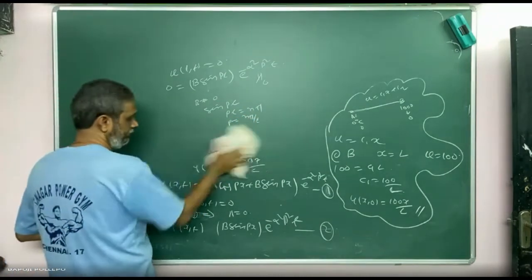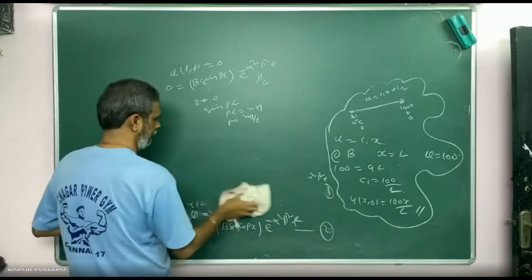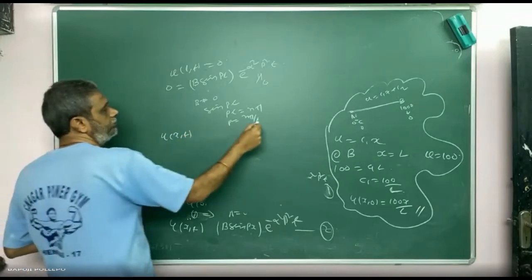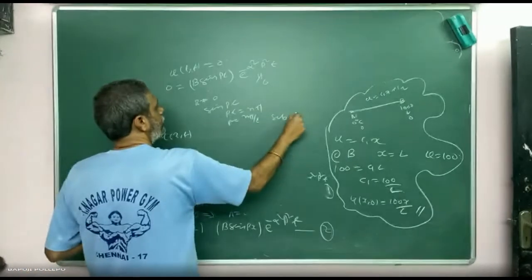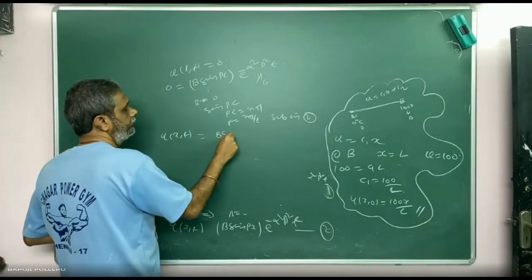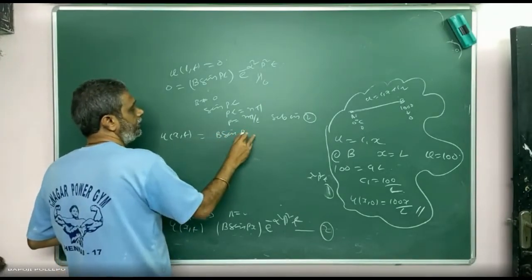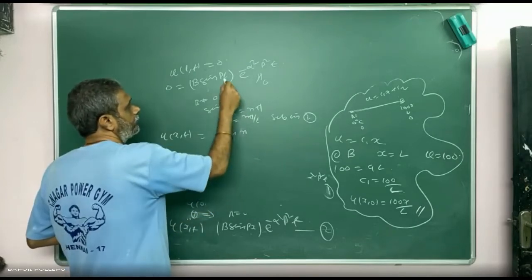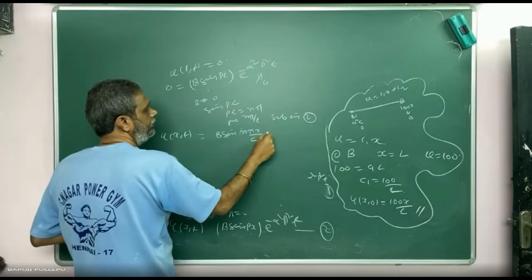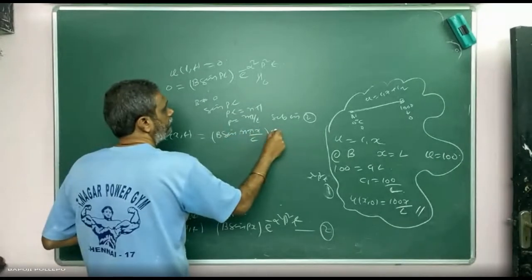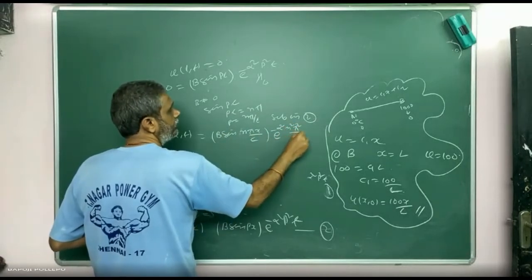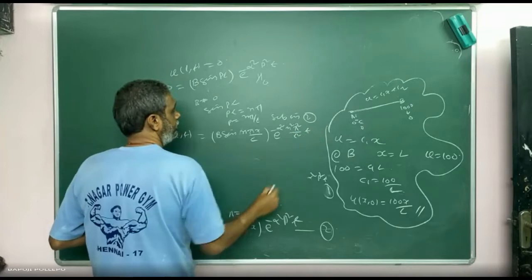Now my second equation becomes what? Substituting p equal to n pi by L in 2, u(x, t) is equal to what? sin n pi x by L e to the power of minus alpha square n square pi square by L square into t. Correct, sir?